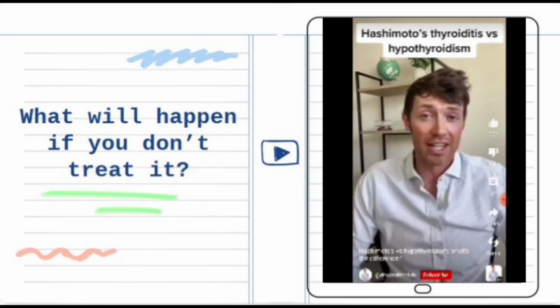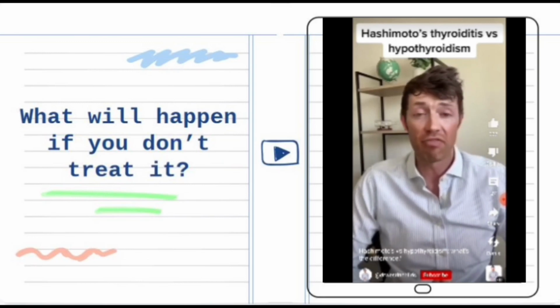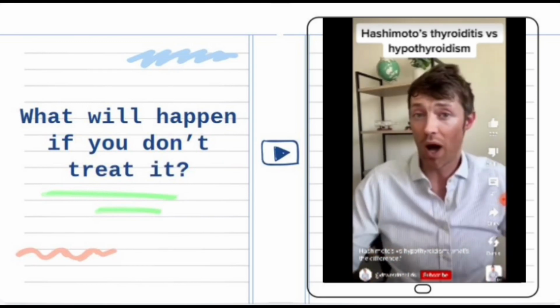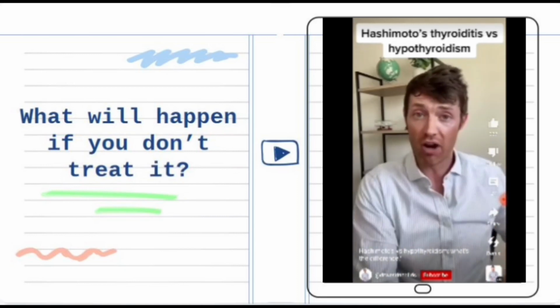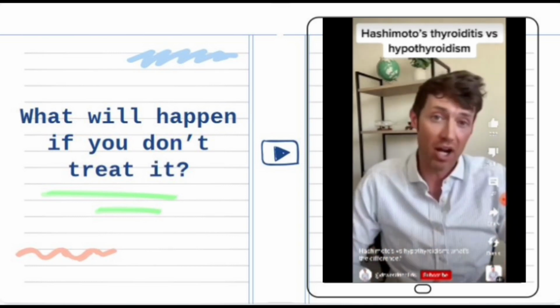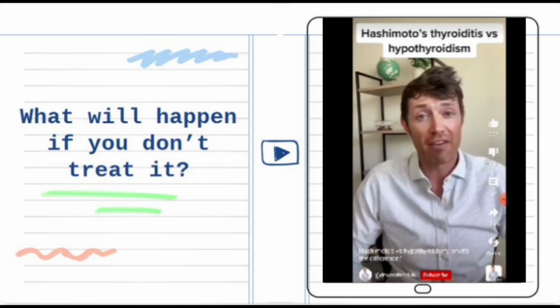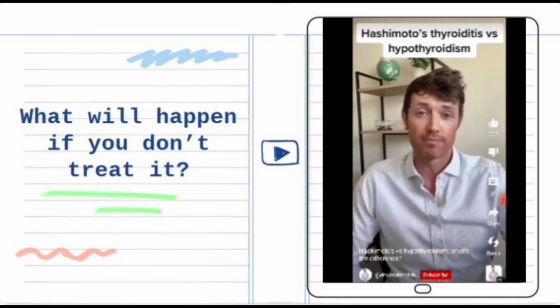Hypothyroidism, on the other hand, is just a state of low thyroid. It means your body is not producing enough thyroid hormone, but it doesn't tell you why. That's why most people who have hypothyroidism do have Hashimoto's, but not every case of hypothyroidism is caused by Hashimoto's thyroiditis. If you have low thyroid function, you should go to your doctor and try to find the root cause.